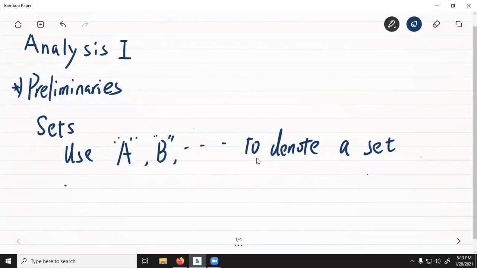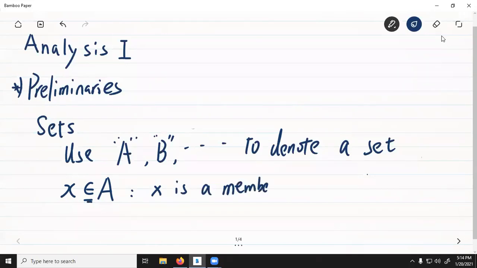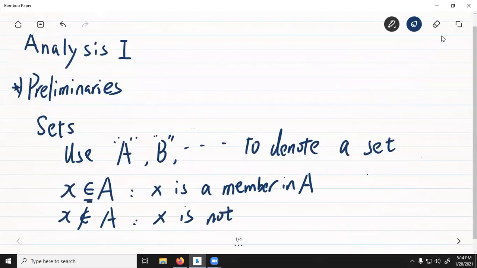And we use this symbol, x, to denote it belongs to the set A. So this means x is a member in A. And we use this symbol, x with the slash, A. That means x is not a member or element in A.